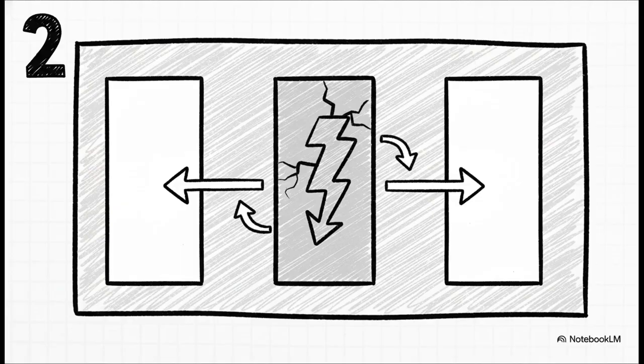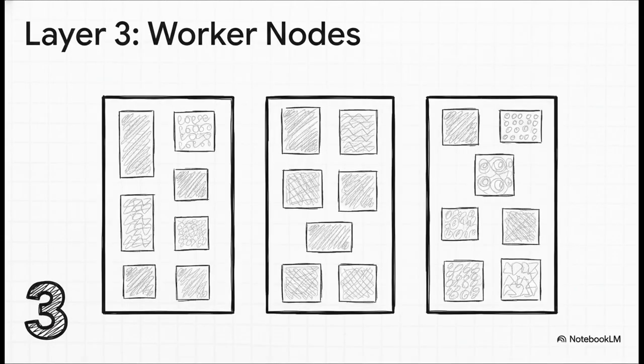Layer 2 is the network foundation, and this is critical. You absolutely have to build your VPC across at least 2, but really, you should be using 3 availability zones. Your subnets, your routing, everything has to be designed so that if an entire AZ just disappears, your cluster doesn't even flinch.